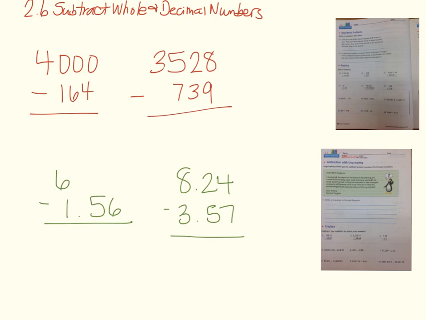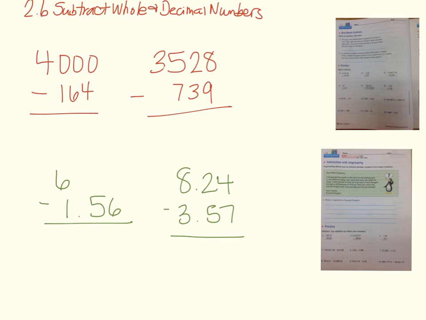Today we're going to be doing lesson 6 of unit 2, and it's subtracting whole numbers and decimal numbers. I wanted to start off with a bigger review from what we did last year, where we're going to subtract across zeros. My whole theory is that you need to make sure that you have all of your subtrahends in a row before you start subtracting.